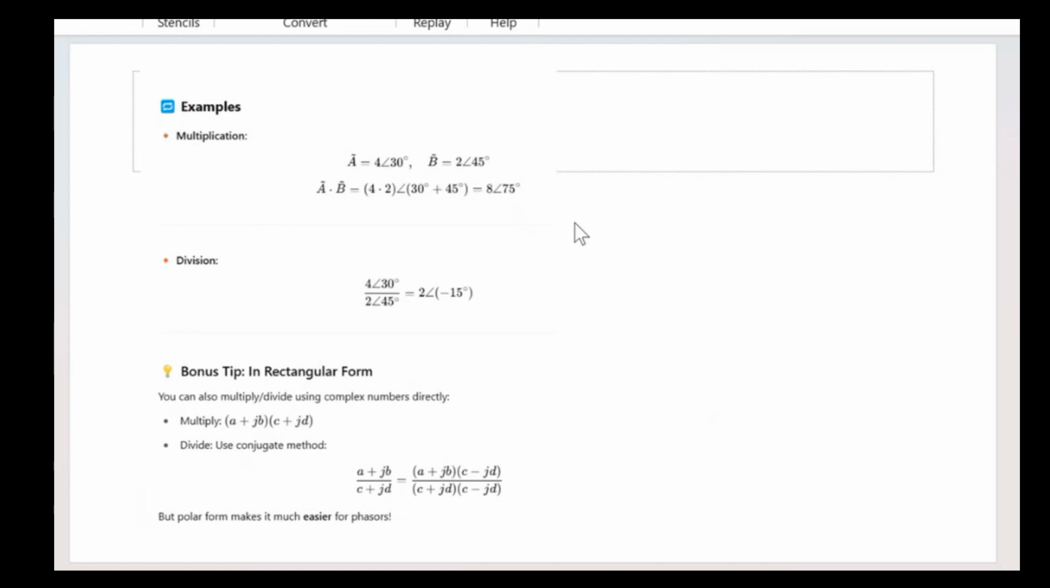Here is a numerical example. The first phasor has a magnitude of 4 and angle of 30, and the second one has magnitude of 2 and angle of 45. Now, A times B is just 4 times 2, and the angle would be 30 plus 45, so the result is another phasor with the angle of 75 and magnitude of 8. And in case of division, you divide 4 by 2, and then you subtract 45 from 30, which gives you minus 15. Obviously, if you convert these phasors to rectangular format, you can multiply or divide these complex numbers as you are familiar with.